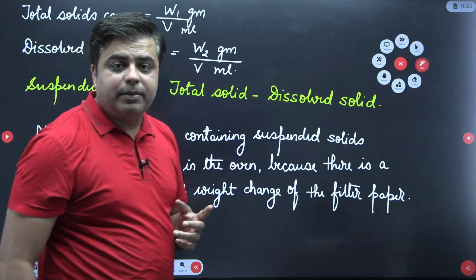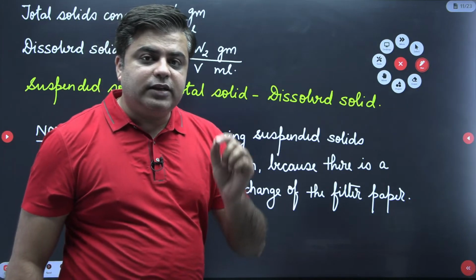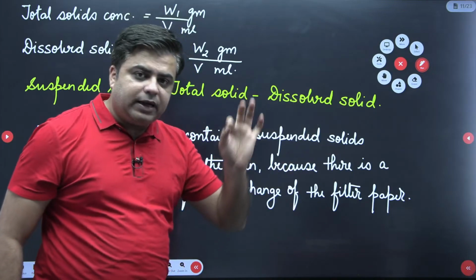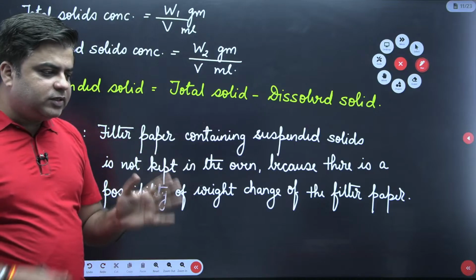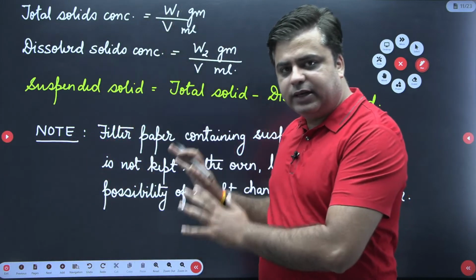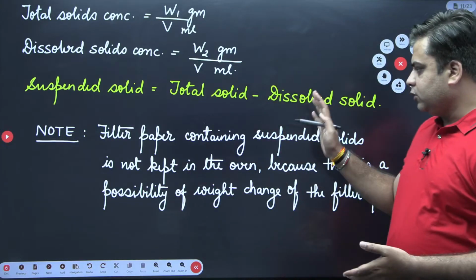Again, I will repeat myself. Suspended solid is a physical water quality parameter. Dissolved solid is a chemical water quality parameter. But since the method of calculation is related, that is why we have read both of them here itself. So this is how we do it.